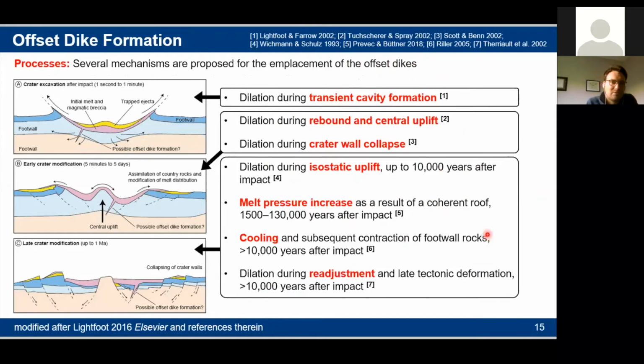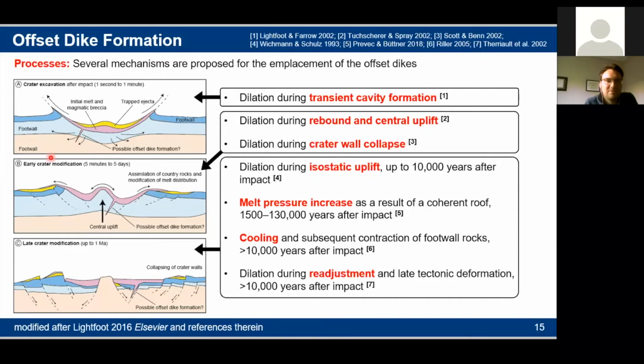So next to the two formation models, there are also several emplacement mechanisms for offset dikes which have been proposed in the literature. And some authors link the dike formation or the injection of the dikes to the transient cavity formation. The transient cavity formation is one of the crater formation stages, and it happens shortly after the impact, so in a timeline of seconds to minutes after the impact. With the impact, we have the instantaneous formation of the melt sheet, and then shortly after that, some authors believe that we already form or inject this melt sheet into the country rocks.